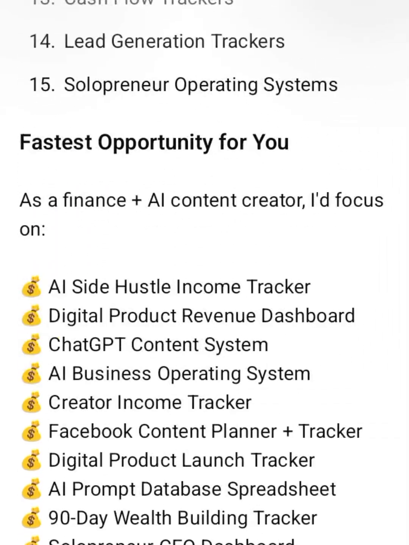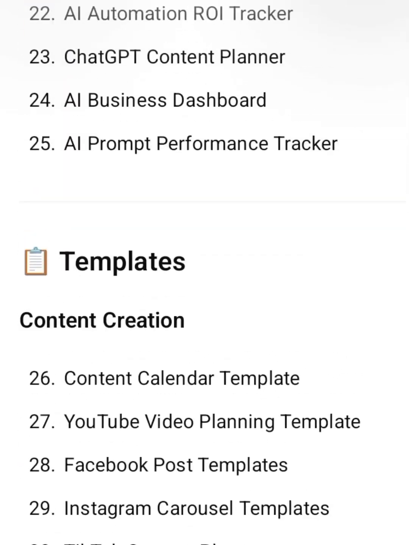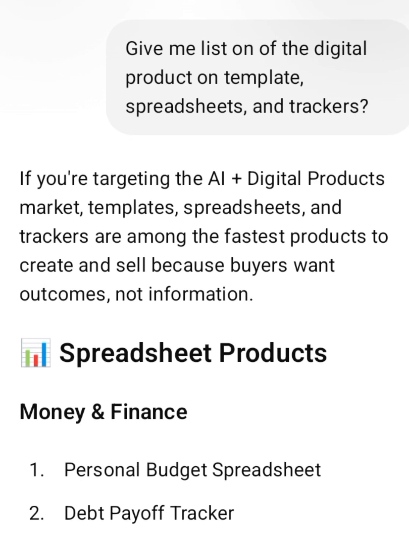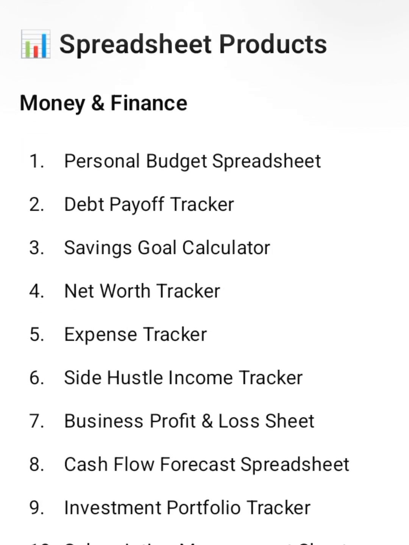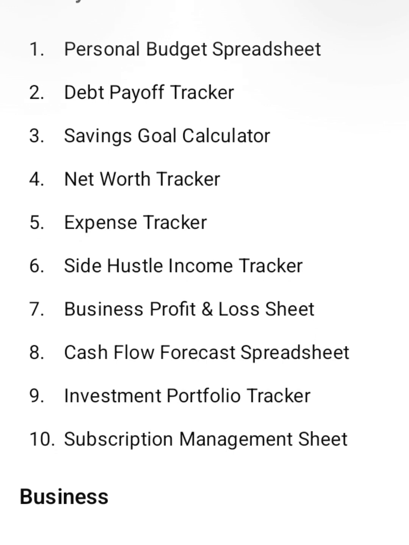These are products that I can create and be selling, and there are many. So this is not an ebook. We call it a template and spreadsheet. It is used for many things. You can see this one, personal budget spreadsheet. This one is a pay off debt tracker. This one is a save-as-you-go calculator. This one is a net worth tracker. This one is an expenses tracker.